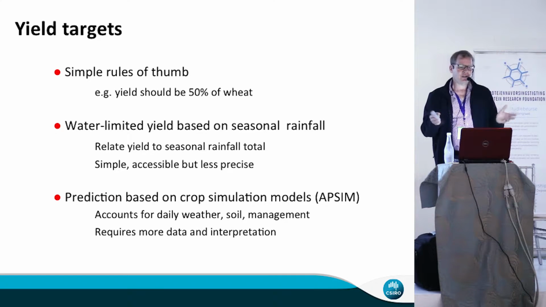The one that was very powerful in Australia was what we call water limited yield. So to know how much yield your canola should have delivered per millimetre of available water to the crop or available rainfall.